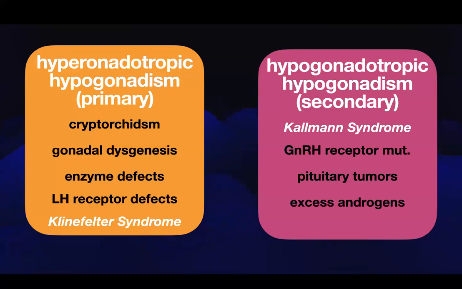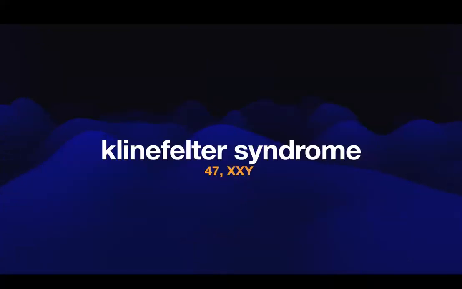And then you have hypogonadotropic hypogonadism. Examples of that are something called Kallmann syndrome. I'm going to speak about both of these syndromes in a bit. Also, if a patient has a mutation in the GnRH receptor, so basically the anterior pituitary is not detecting GnRH, so it's chronically low LH or FSH, or maybe if a patient has a pituitary tumor, or if a patient is taking excess androgens, like we said previously, that is going to be an example of hypogonadotropic hypogonadism via feedback inhibition.